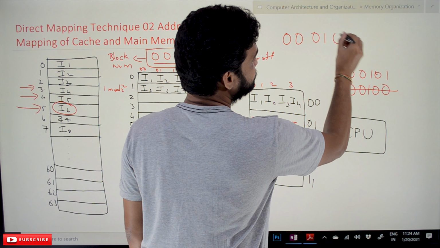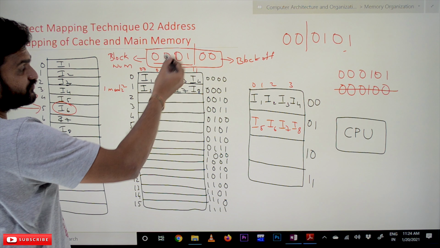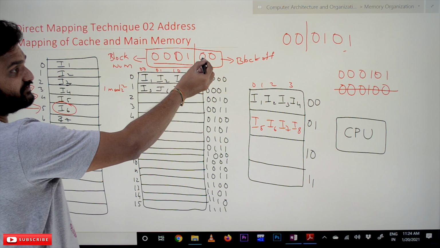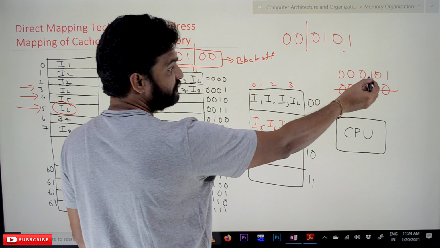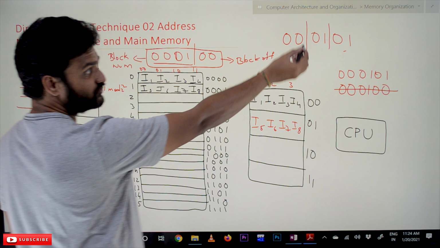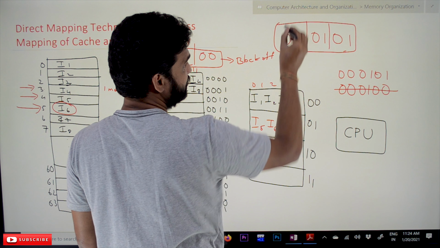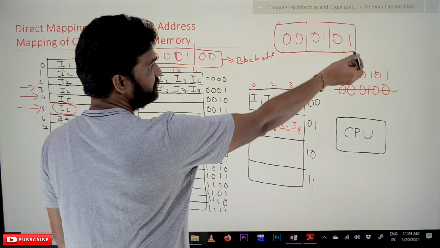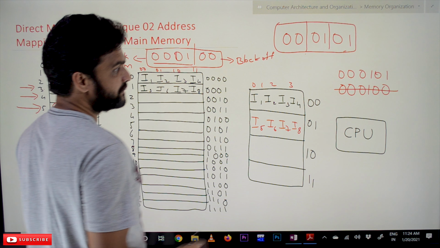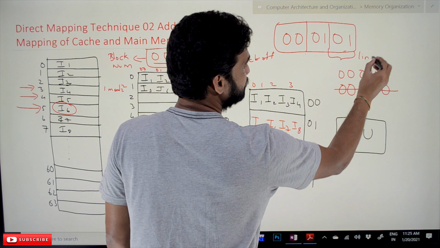This entire address is divided into 3 parts. To fetch instructions from the main memory, we divided it into 2 parts, but for the cache memory, we are going to divide the address into 3 parts. What are those 3 parts? 3 equal parts, 2 bits each. This part represents the line offset. This is what we call the line offset.